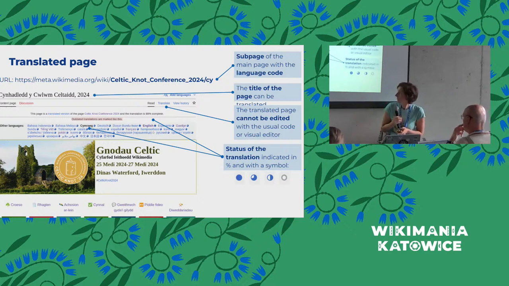And then you still find the list of languages. And you will notice that there are these little symbols here that indicate the status of completeness of the translation, from, okay, this is fully translated in Welsh, up to the empty circle, which says there is almost no translation available.